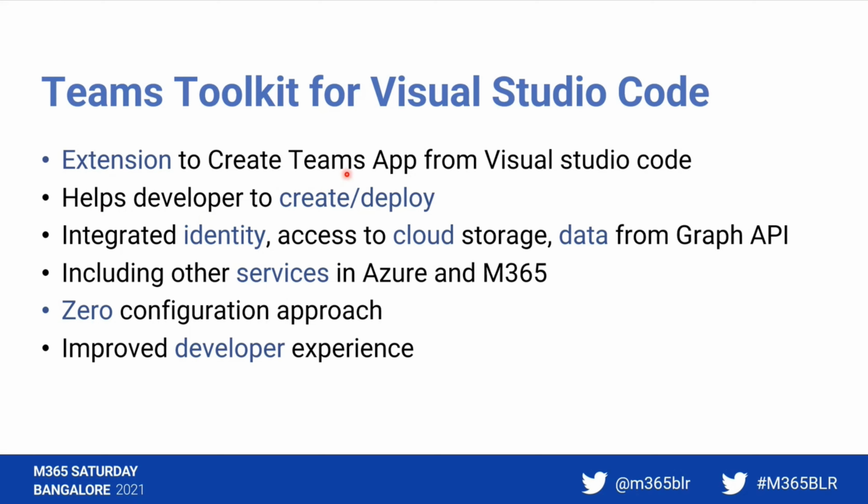Okay. The good thing about the toolkit is, it has everything set up in terms of integrated identity. It allows us to access the cloud storage directly from Visual Studio Code itself. It also gives us a base way to access data from the Graph API using the single sign-on mechanism. It means it uses all the authentication and authorization files which we would have to manually create if we are not using Teams Toolkit.